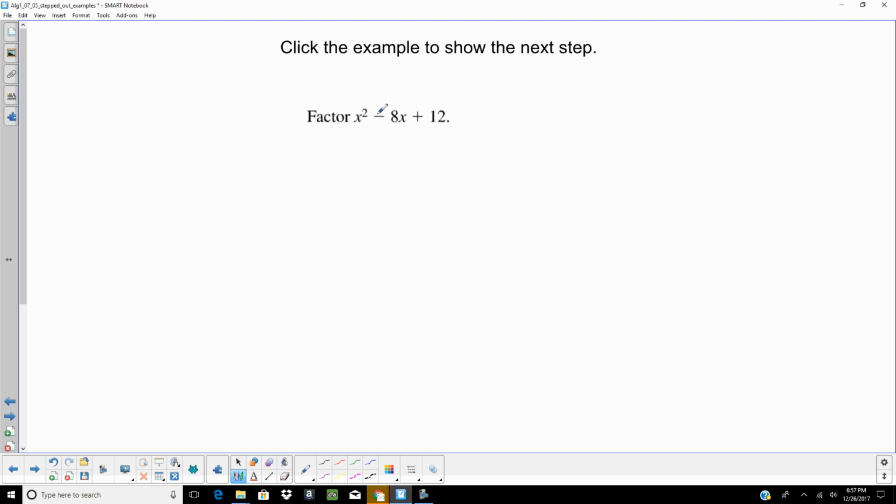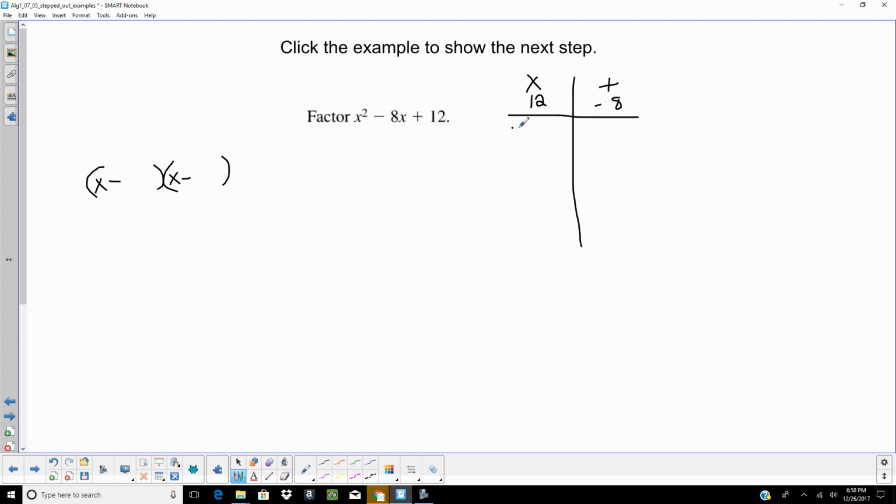All right, on this one, what I noticed right away is I have a minus sign followed by a plus sign. I have a plus sign in front of my constant, so I know they're both going to be the same sign. Both positive or both negative, but since I have that negative there, they're both going to be negative. So it's going to be x minus, x minus. So two numbers that multiply to 12, and then they have to add to negative 8.